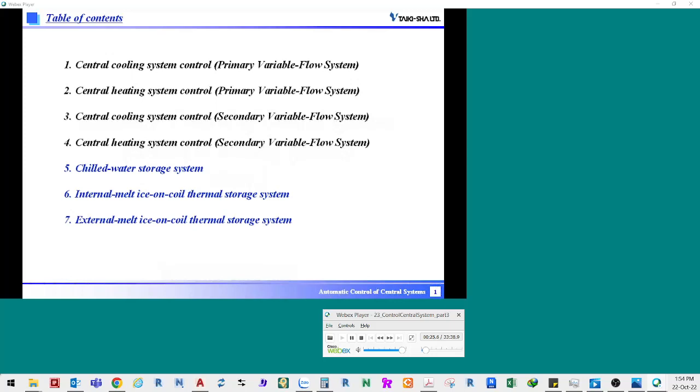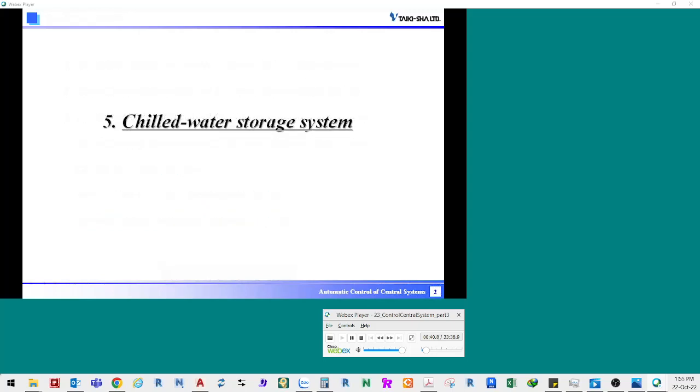Chilled water storage system. Internal melting ice on coil thermal storage system. External melting ice on coil thermal storage system. Chilled water storage system will be explained.